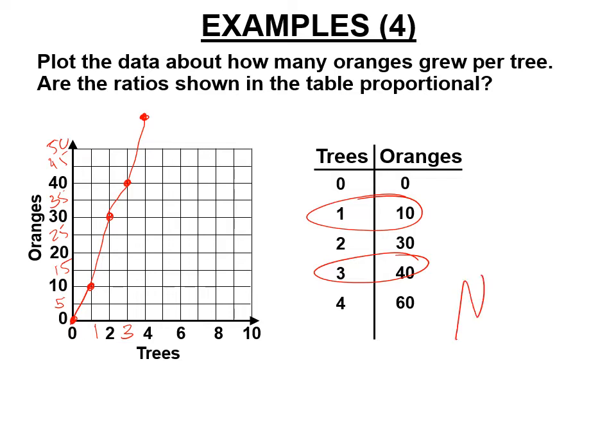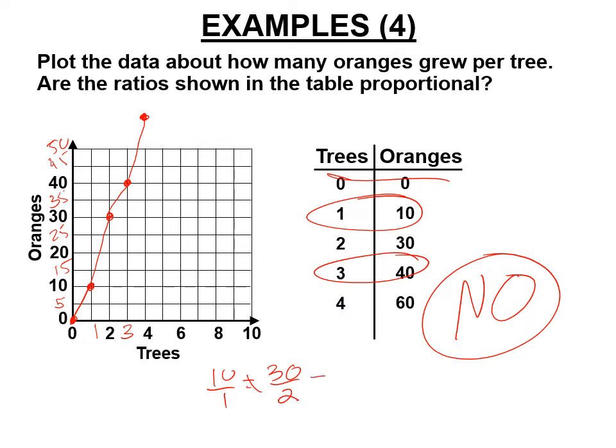And so is this a proportional relationship? No. Proportional relationship is always a straight line. And if you, ignoring the 0, 0, right, 10 over 1 does not equal even 30 over 2, does not equal 40 over 3, and so on. So this is no.